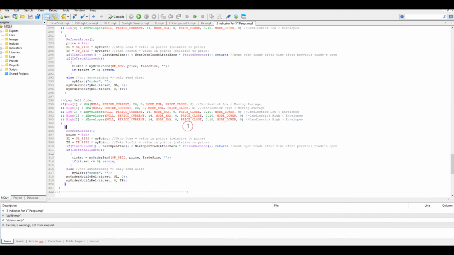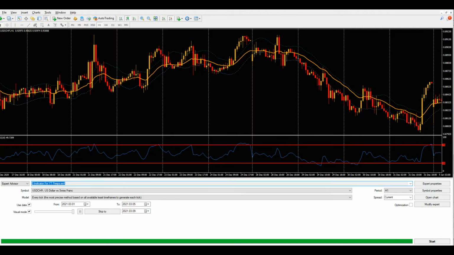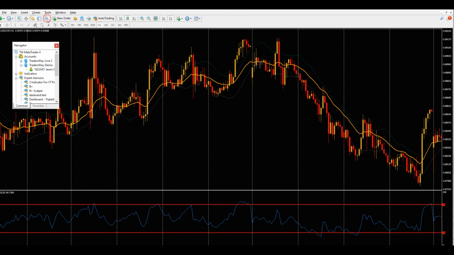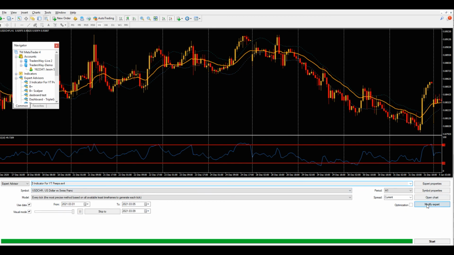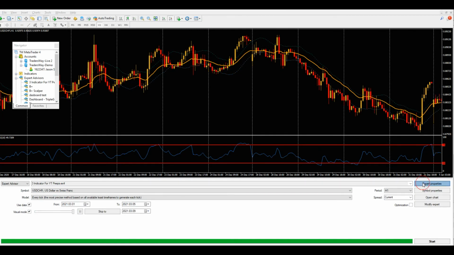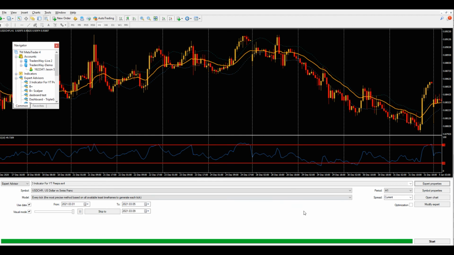And let's go over here and paste it. And let's go back to our terminal here. Let's refresh, and then let's bring back up the strategy tester just down here. Let's modify. Oh, didn't mean to do that. Okay, expert properties, always do a refresh or reset. All right, so let's run this thing again.